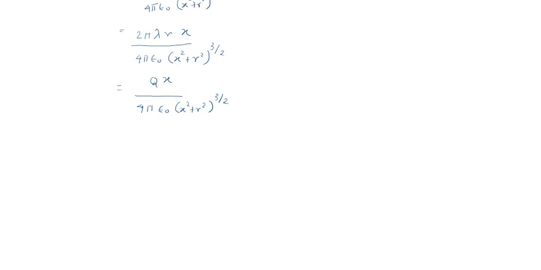I hope you have understood. Thank you. So if I just put it within a box, this is the required or desired relation that you want: qx by 4 pi epsilon naught, x square plus r square whole to the power 3 by 2.